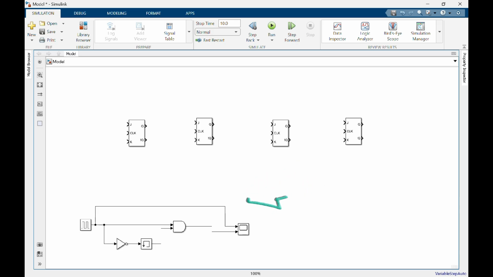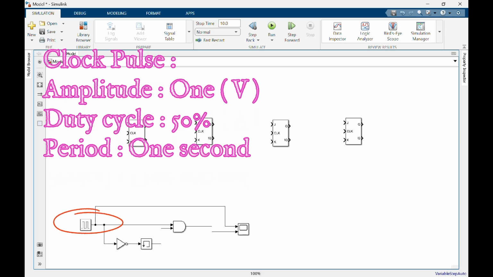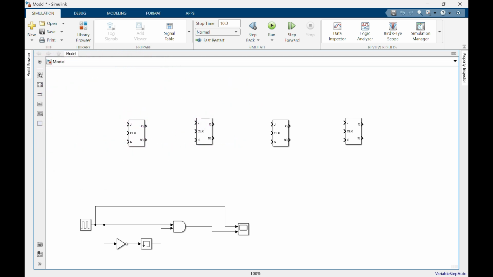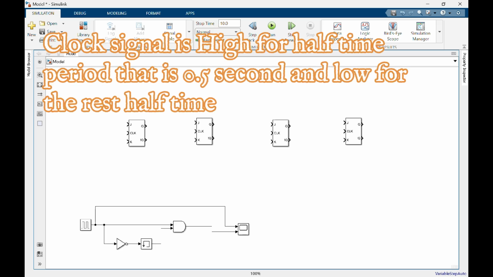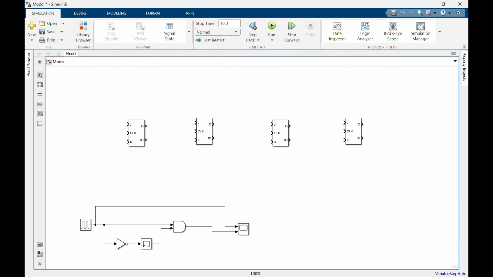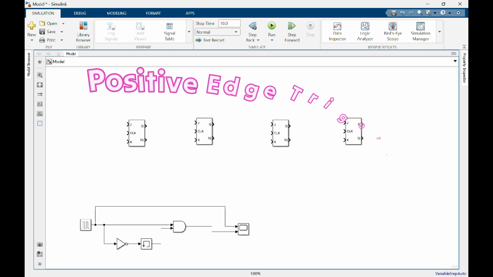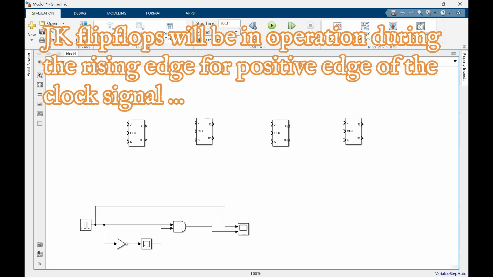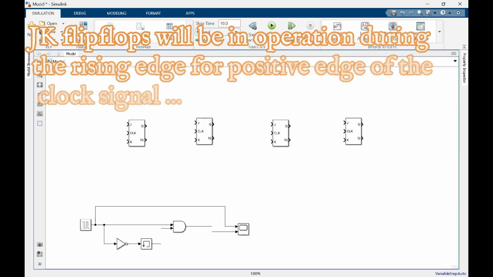We have used a clock pulse of amplitude 1 and period of 1 second with duty cycle 50%. Here the duty cycle of 50% means that the clock is high for 0.5 second and low for the other half. Here for our clock we have used positive edge triggering mechanism, that is our JK flip-flops will be operated at the positive edge of each clock pulse.